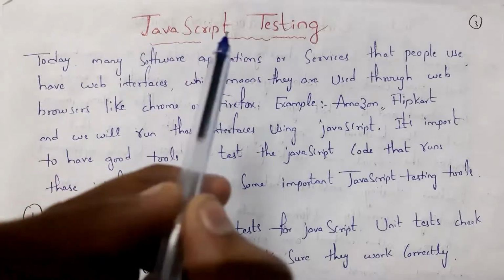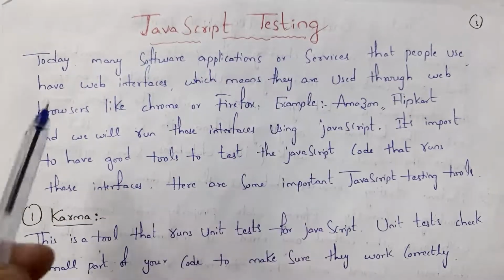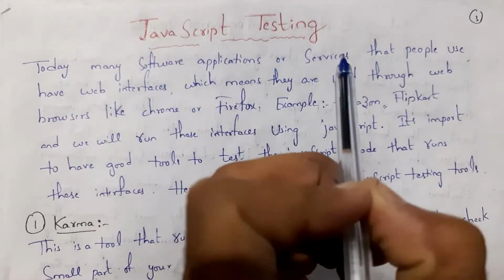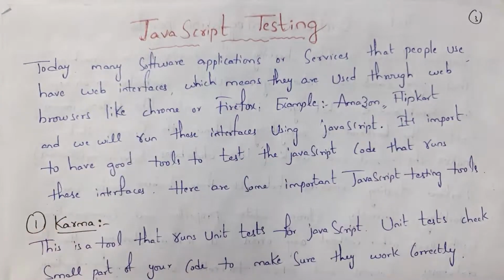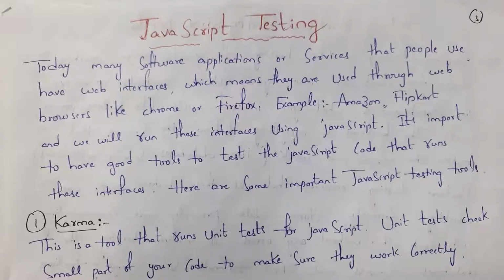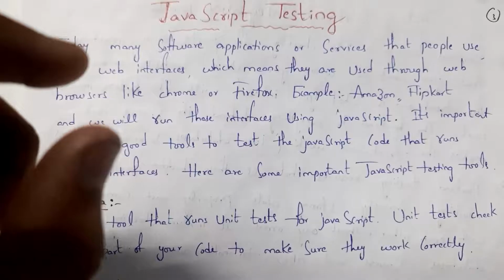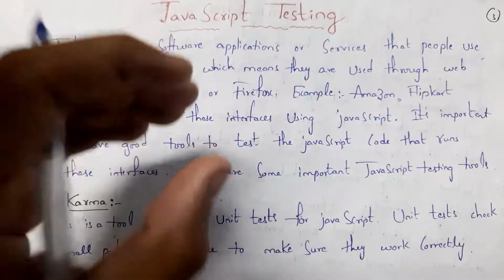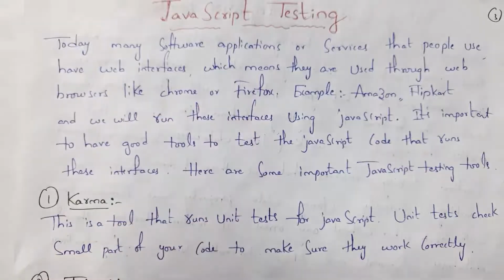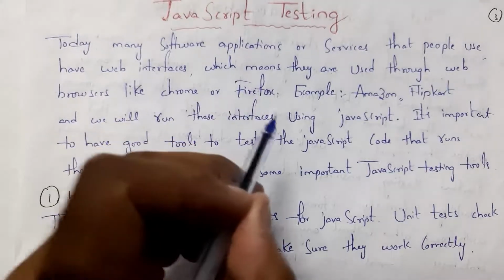Today, many software applications or services that people use have web interfaces, which means these applications are used through web browsers like Chrome or Firefox. Guys, normally any application is connected to a web interface. For example, if you consider the Amazon app, it depends on a web interface. Whenever you install the Amazon app and open it, automatically that app is connected to the web interface. And similarly, Flipkart also depends on a web interface. So almost nowadays each and every application depends on a web interface. If you want to connect your application with a web interface, and if you want to run that web interface, you need to write JavaScript. So you can run web interfaces using JavaScript.